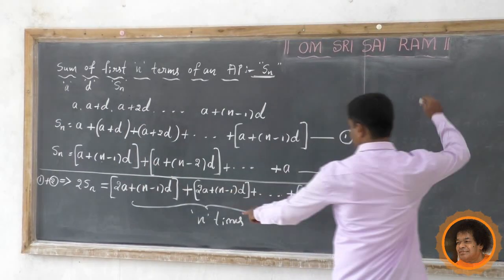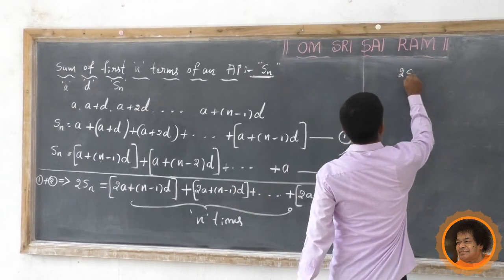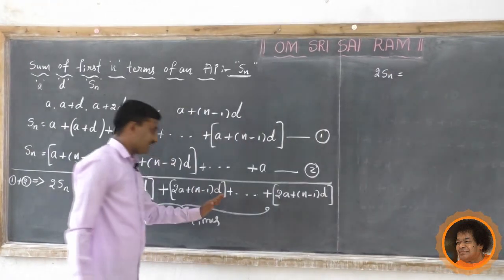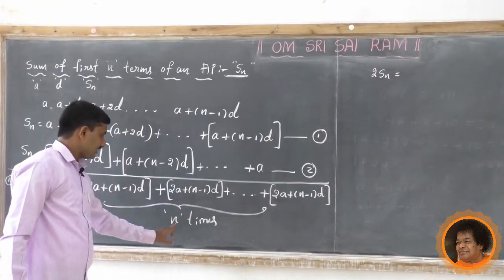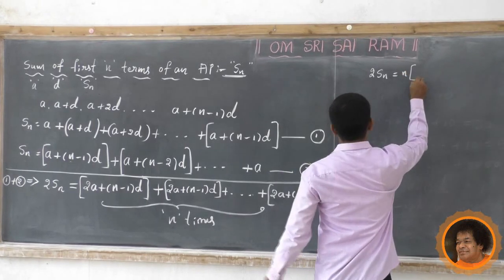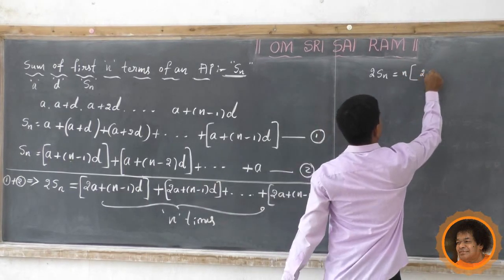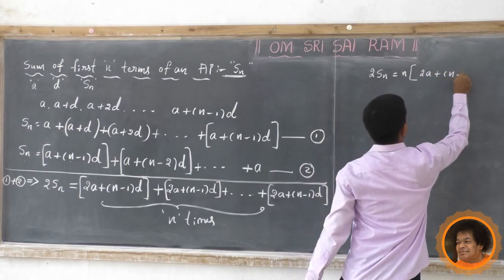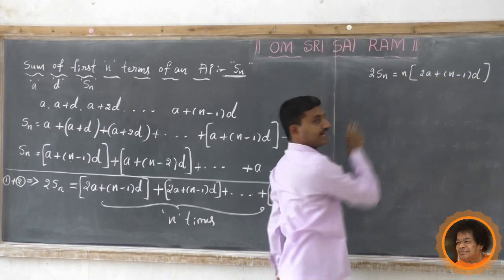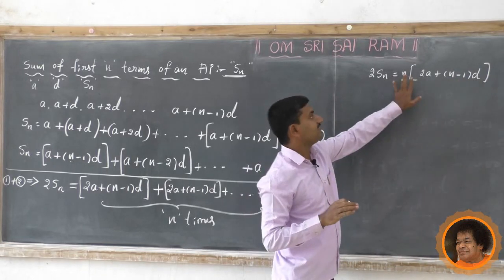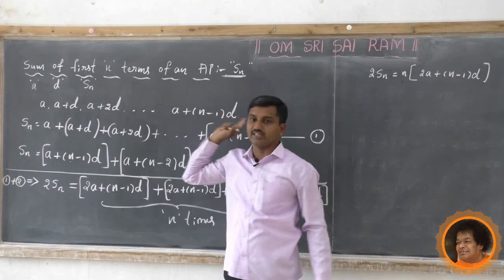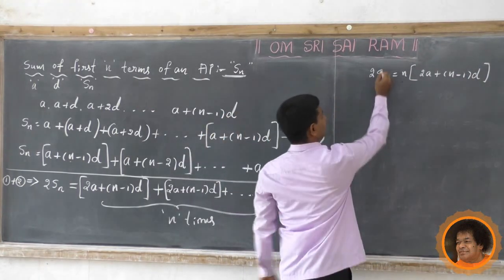See here, 2Sn is equal to, so at the right hand side how many terms are there? n terms, or we can write it as n into which term? 2a + (n - 1) into d. So this term is repeated n times, or the right hand side contains n terms. Our aim is to find the sum of first n terms of an arithmetic progression. Sum of n terms, that is Sn.